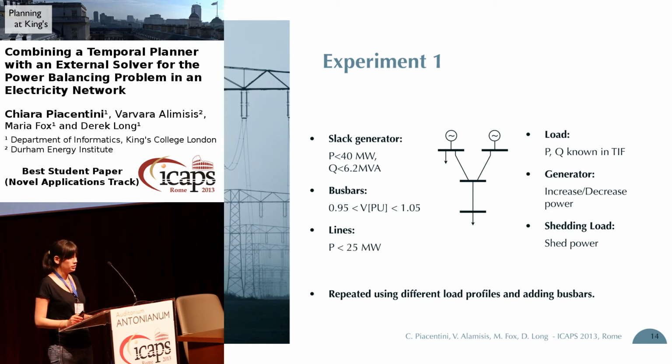The load is assumed to be predictable and known in advance, so it can be modeled with time initial fluents. We have a generator for which we can increase or decrease power, and we can also shed a load, but still maintaining a minimum power to be satisfied. So for this experiment, we use different load profiles taken from the UK historical data, and we use a network with an increasing number of bus bars.